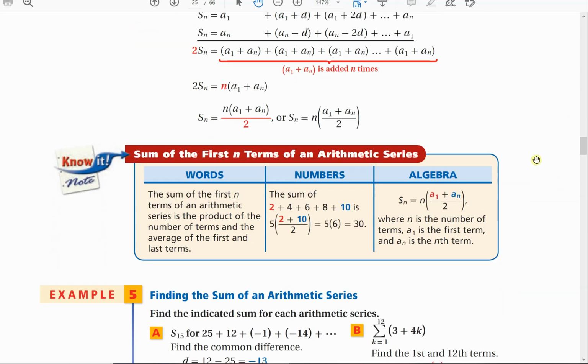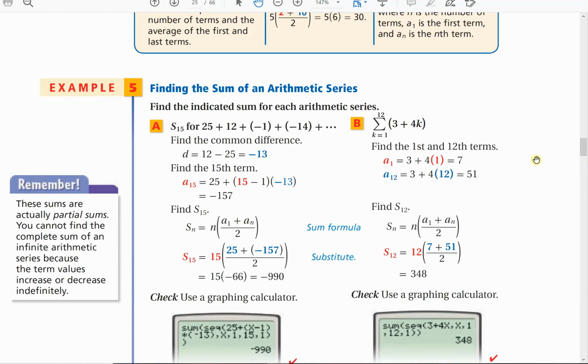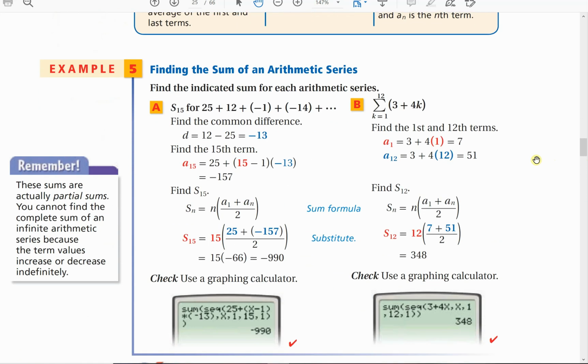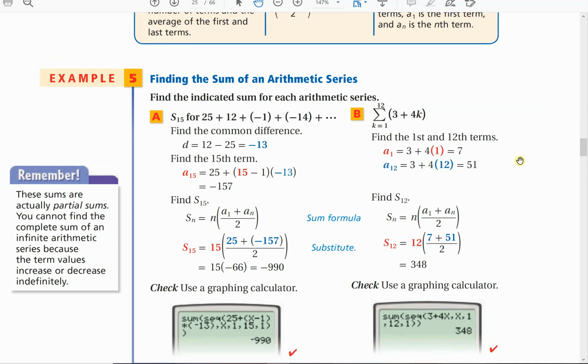So if I want to find the sum of the terms in an arithmetic series, all I need to know is what n is, and I only need to know the first and the last term. So if you look at part A here, S sub 15 for 25 plus 12 plus negative 1 plus negative 14 and so on. The common difference is negative 13. So the 15th term is going to be 25 plus 15 minus 1 times negative 13, which is negative 157.